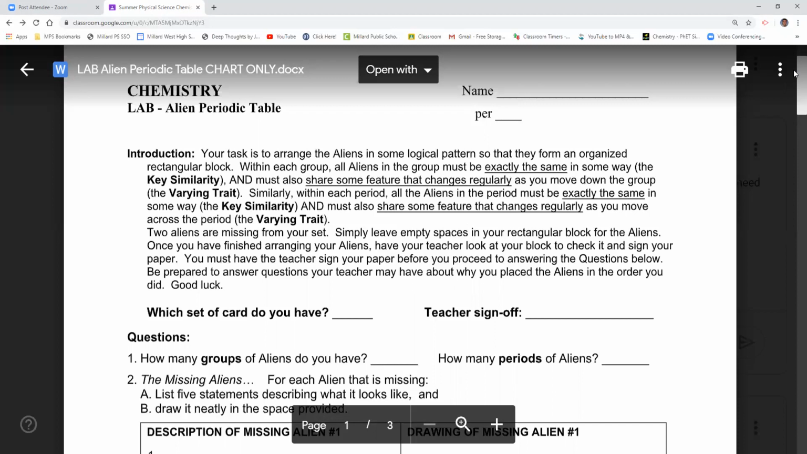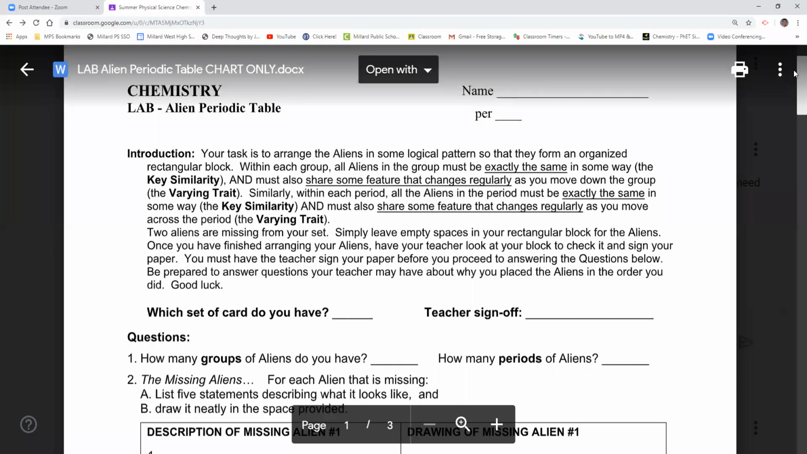When we make our rectangle, within each group, and you have to recall that when I say the word group, I'm implying a vertical, up-and-down column, the aliens will have something that is exactly the same. Something that ties them together and says, yep, these guys belong together. There's something that is identical. That is what's going to be referred to as their key similarity.